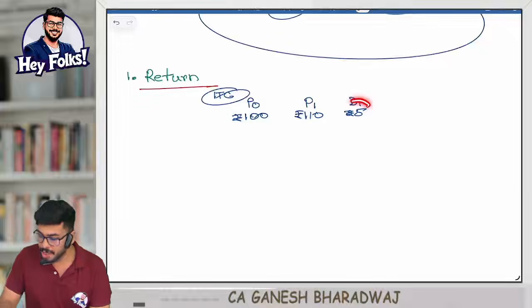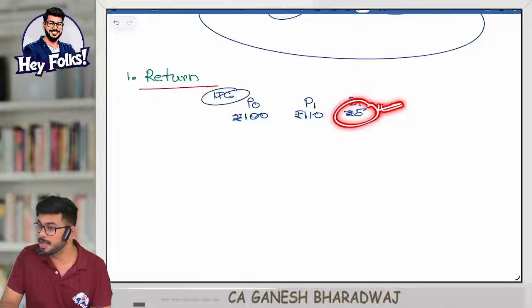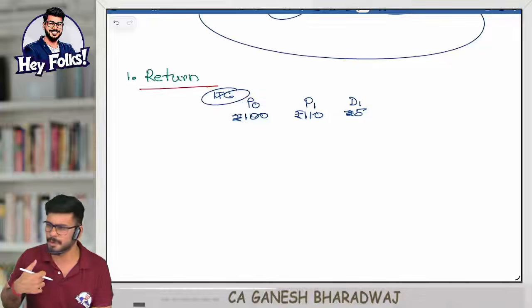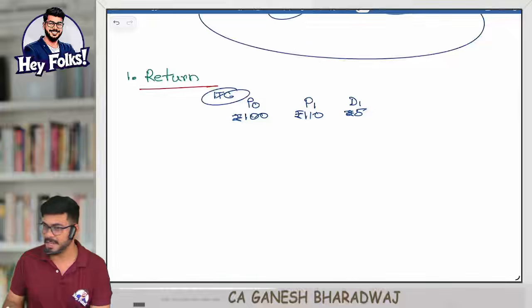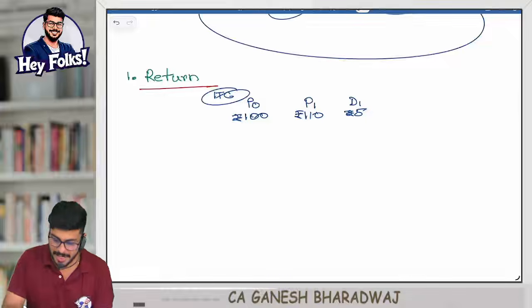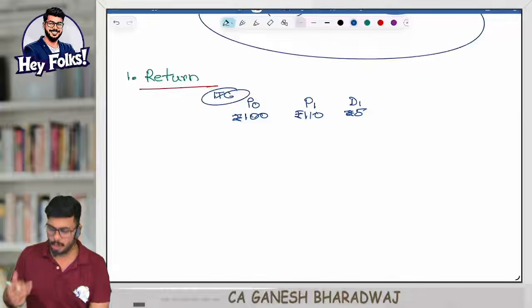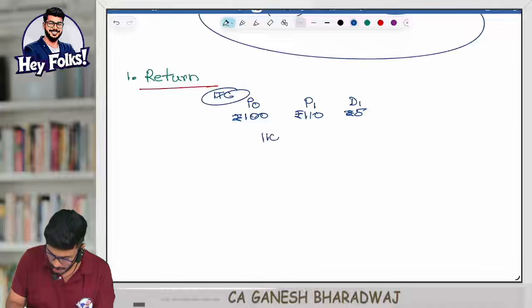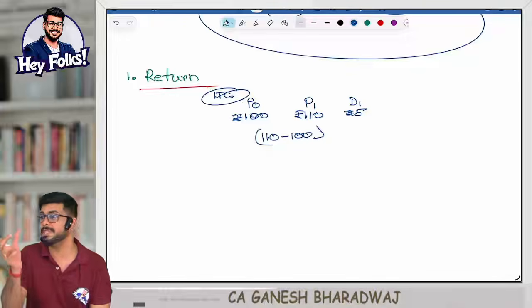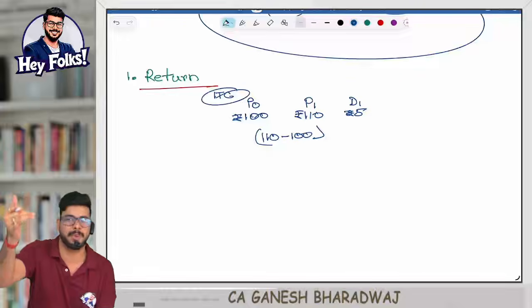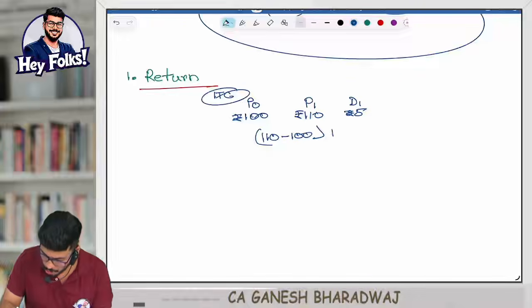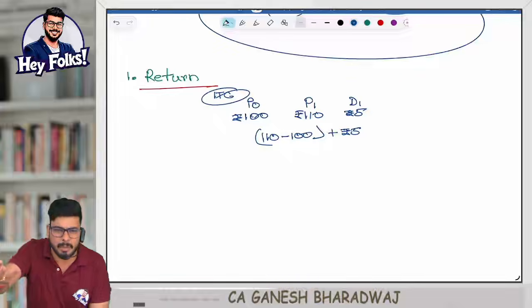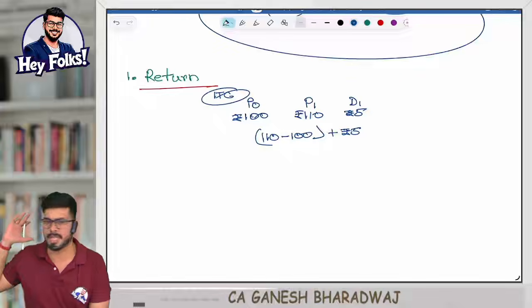No. Over and above this, during this 1 year, you earned what? This 5 rupees of dividend as well. That also is a part of your return. Getting it? Right? So, can I say the return that I earned out of this investment is 110 minus 100. This is what? The capital appreciation. Am I right? My capital has appreciated by this 10 rupees. On top of it, I also received this 5 rupees of dividend, which is nothing but a cash flow that I get out of this particular investment.